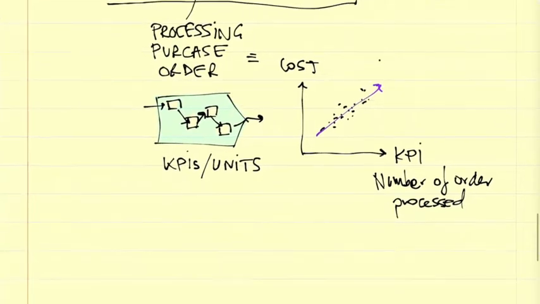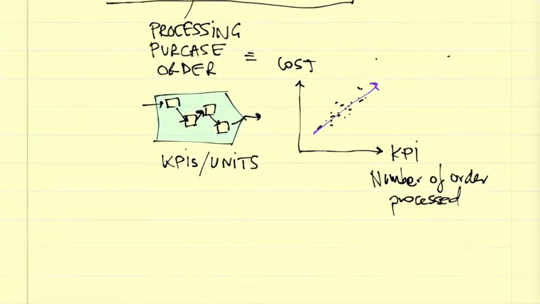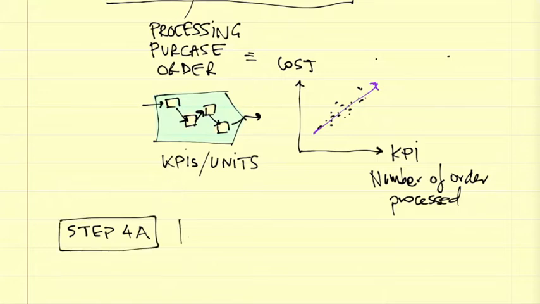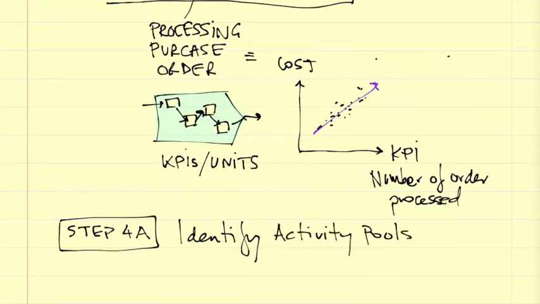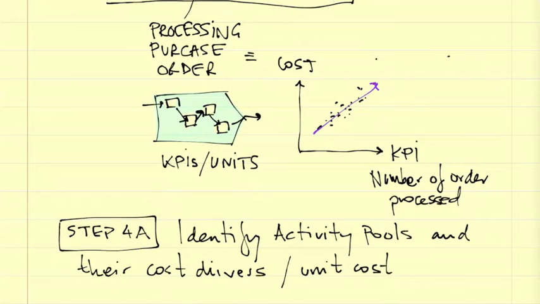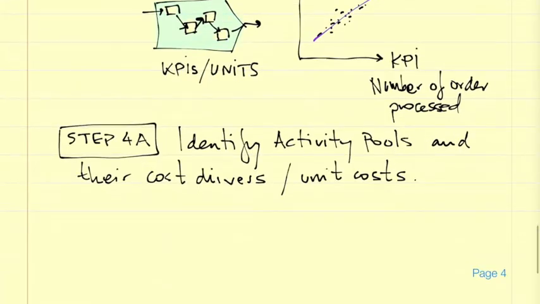Okay, is it clear? So in order to do so, first we identify activity pools and their cost drivers, as well as unit cost. Okay.